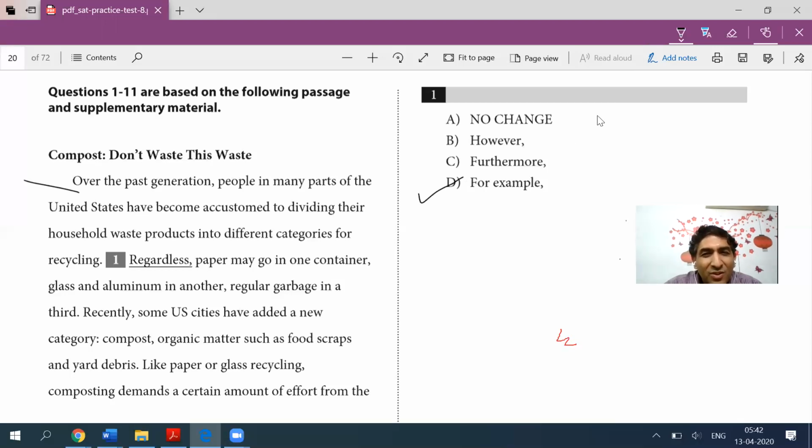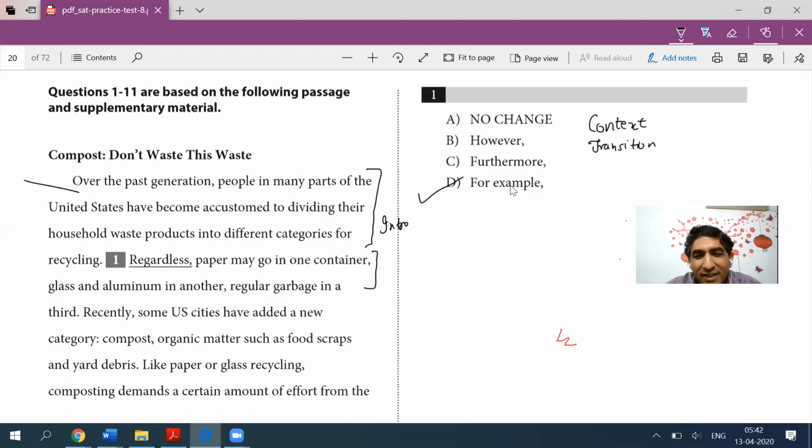The nature of this question was to understand the context and then go for the best transition. Now transition is moving from one thought to another thought or one theme to another theme. So here the theme was introduction of a concept, and then from that we moved on to give an example. That is why, for example, is the best choice here. Okay, let's go to the next question now.